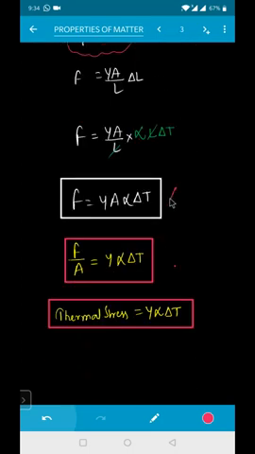Alpha is known as what? Coefficient of linear expansion. So if I take the area here, force by area will become stress. This is because of the heat. That is the reason I am writing it as thermal stress. So thermal stress is equal to Y into alpha into delta T. Is it clear?